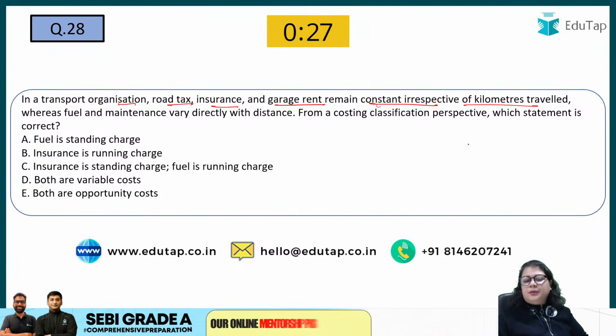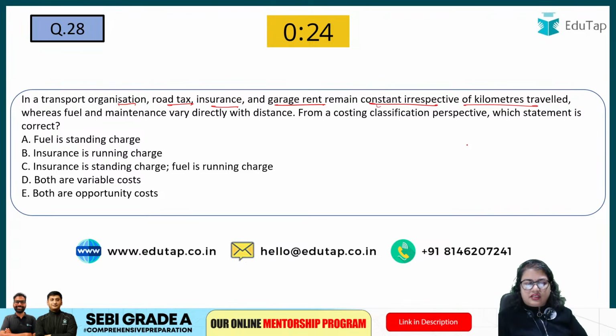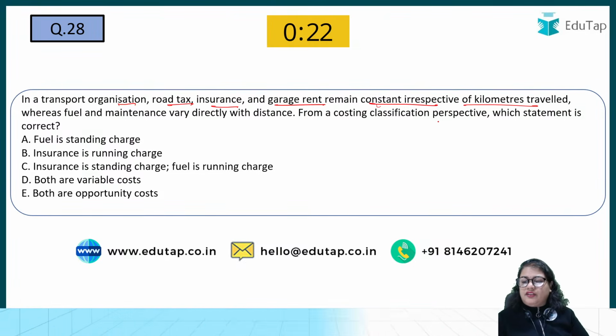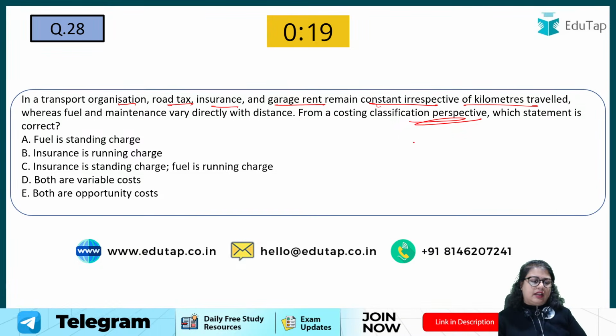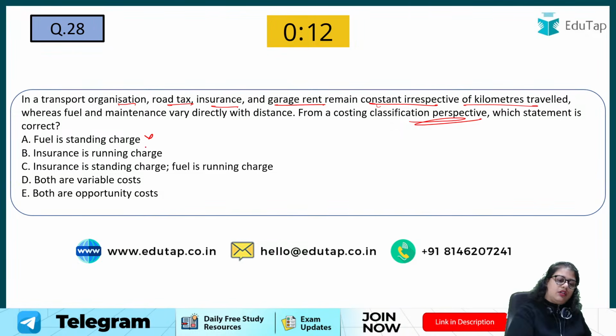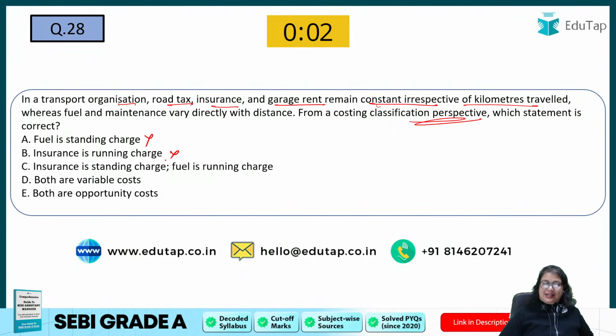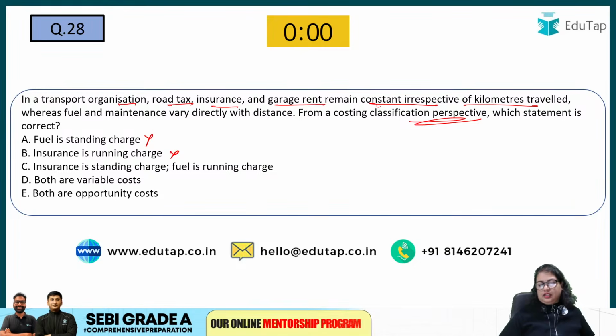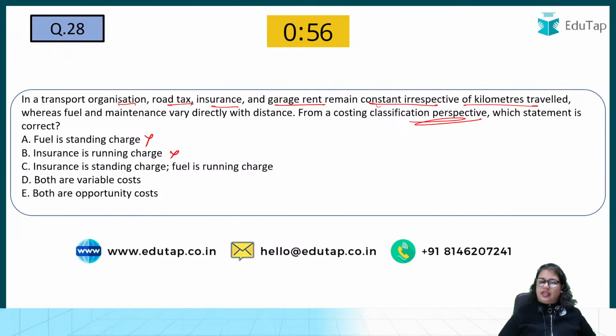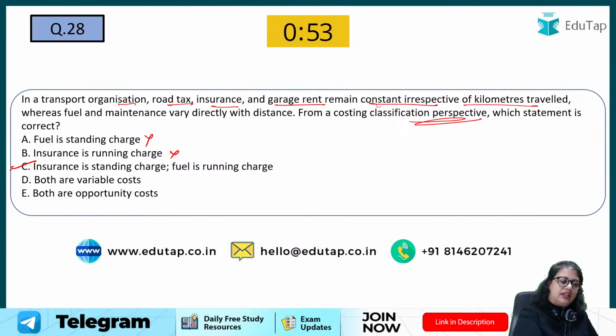Whereas fuel and maintenance vary directly with the distance, right? So from a costing classification perspective, which statement is correct? Is fuel a standing charge? Standing means fixed. No. Incorrect. It is a running charge, or you can say variable. Insurance is a running charge. Again, no, it's a fixed charge. Insurance is standing charge, and fuel is running charge, because insurance is fixed and fuel will change, it is variable. So hence option C is the correct one.